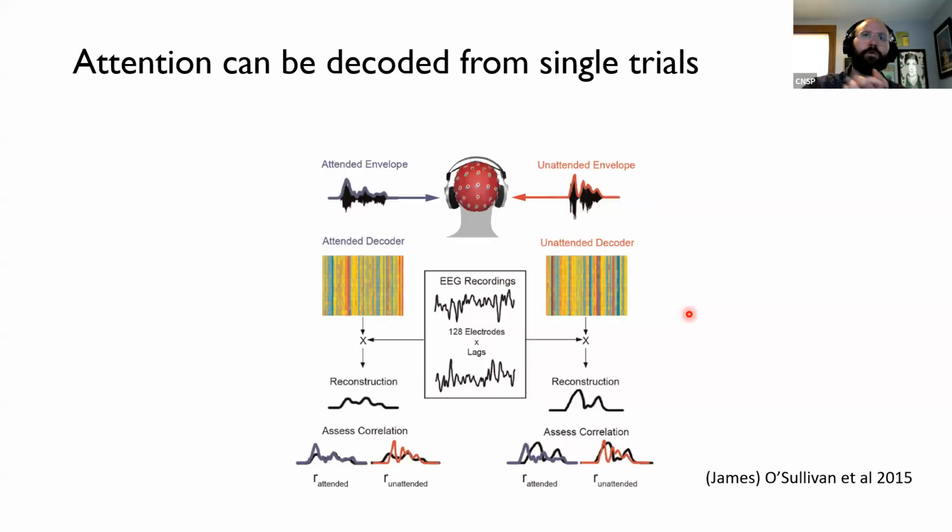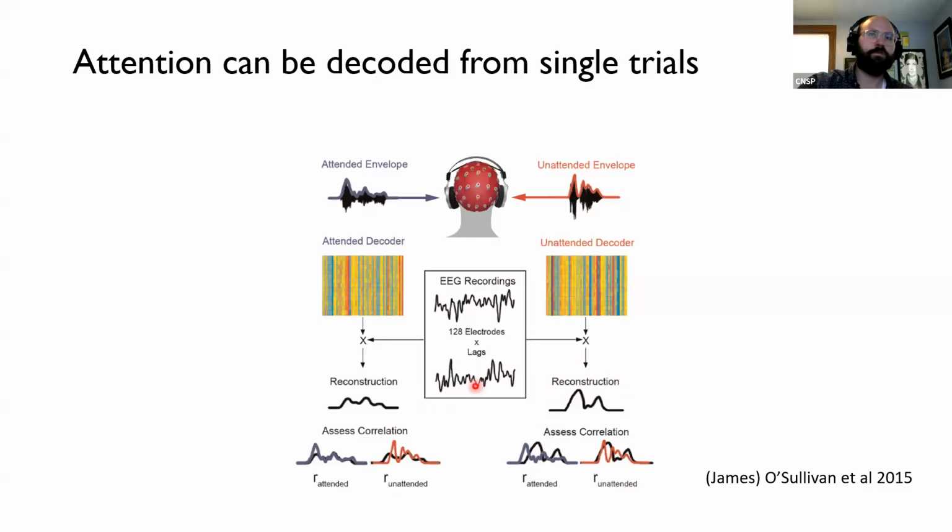And what we can do is we can take the attended envelope and the unattended envelope, and we can fit decoders to both of those. So they were getting both of these stories in their heads. We can see how their brain responds to each story at the same time. And the brain does respond to both stories. We are able to reconstruct the attended and the unattended decoder.